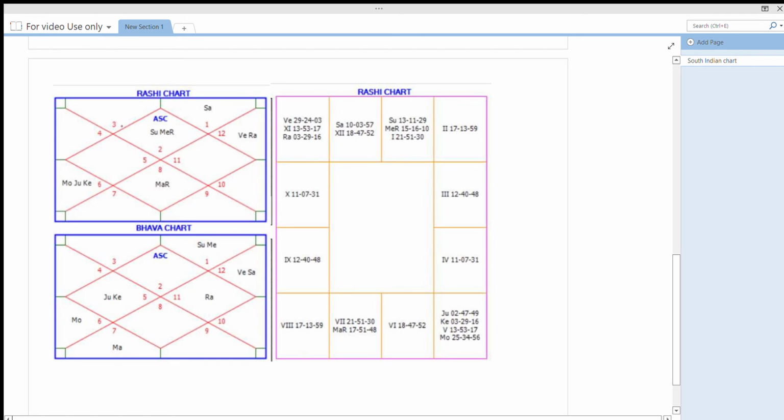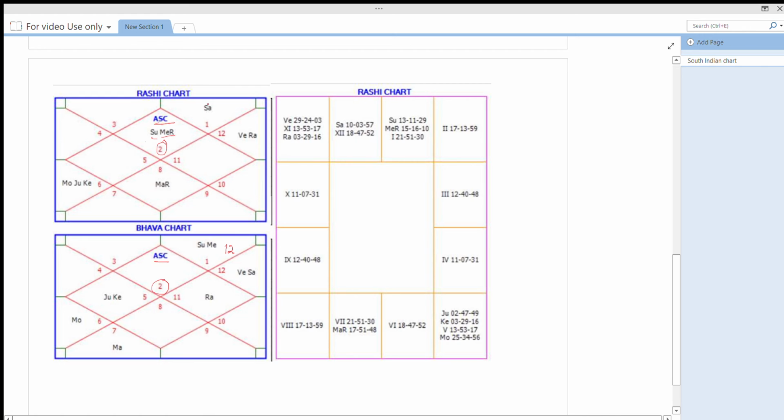Now here this is our ascendant and here the number changes. This is number 2, but this is still our first house. In first house we have a Taurus sign and Taurus sign has a Sun and Mercury retrograde. Let's look at the Bhava chart. Bhava chart, this is our ascendant. We have a Taurus sign here, but our Sun and Mercury went to the 12th house. This is our 12th house.